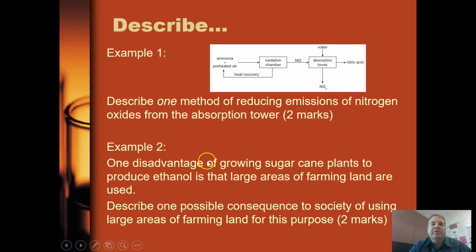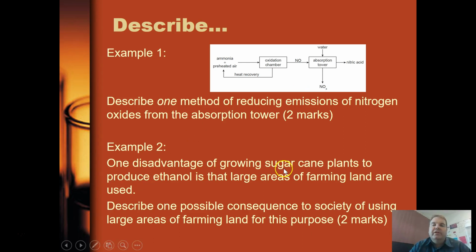I'm going to pull up some examples of previous exam questions here. We've got a flowchart. It says describe one method of reducing emissions of nitrogen oxides from the absorption tower. So we've got over here the absorption tower giving off oxides of nitrogen. It says describe, and you notice this is 2 marks. So you need to state how they would do it. They might introduce, for example, a catalytic converter, which would convert the oxides of nitrogen back into nitrogen. So you need to actually describe one, not just state using a catalytic converter, but then describe what it would do.